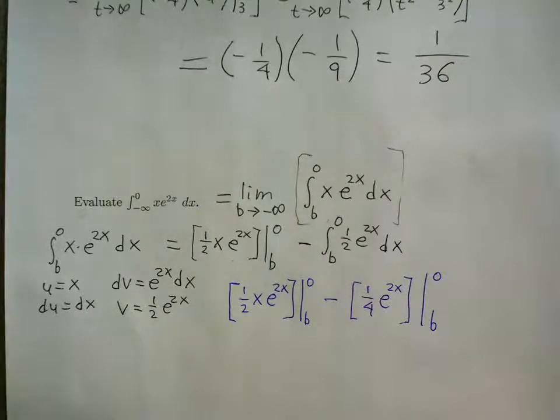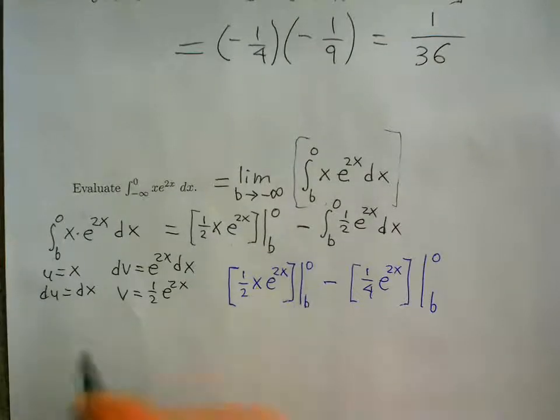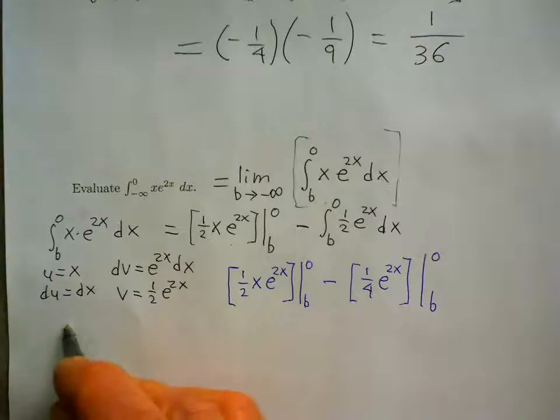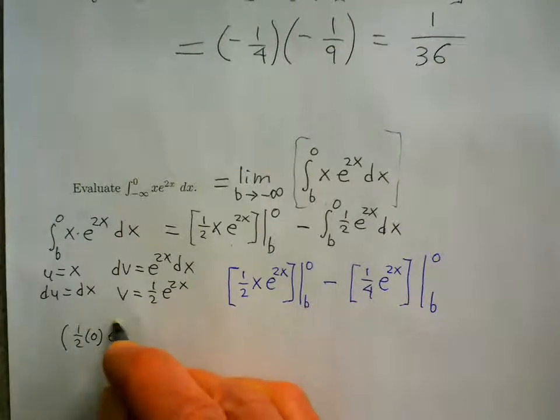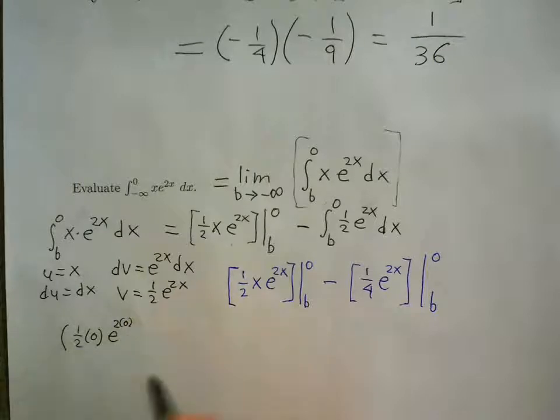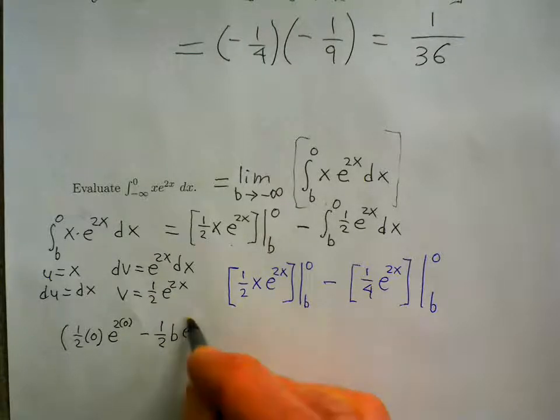Okay, then in the next step, we'll evaluate all of this. So when x is 0, we have 1/2 times 0 times e to the 2 times 0, and then minus 1/2 times b times e to the 2 times b.